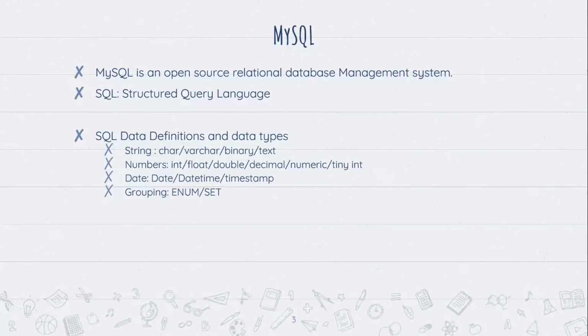The second data type is numbers. In MySQL, you cannot use the data type as a number. There are some specific names for inserting numbers. First one is int. That means integers, right? Float: if you want to add decimal values, you can use float. Or you can use double or decimal.